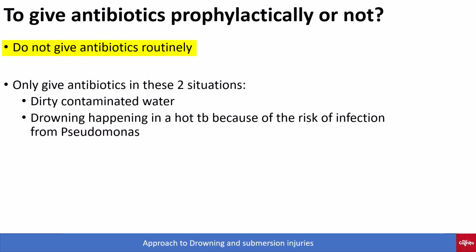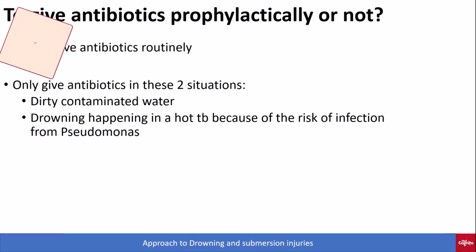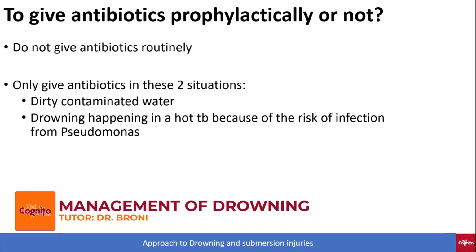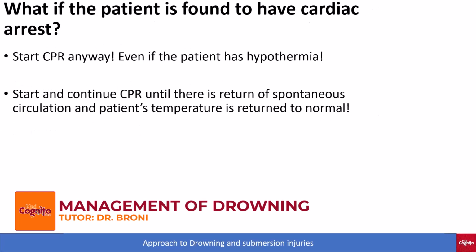The only time you will give prophylactic antibiotics is, number one, if the water body the patient drowned in was contaminated and dirty, and number two, if the patient drowned in a hot tub, not hot TB, hot tub, because of the risk of pseudomonas. That is when you give antibiotics prophylactically. But giving antibiotics prophylactically to a patient who drowned in clear running water is a wrong choice. If the water was contaminated, then you give your antibiotics. Doctors, is it clear? Yes.